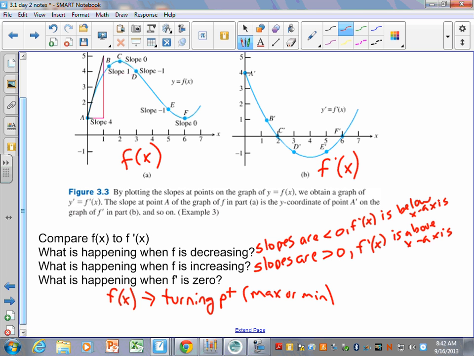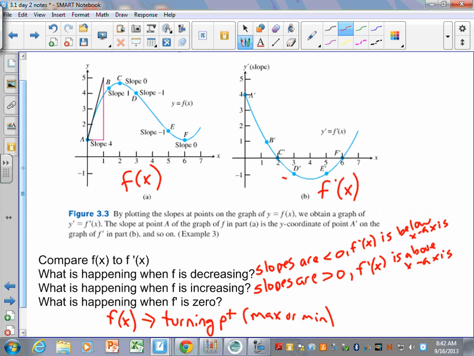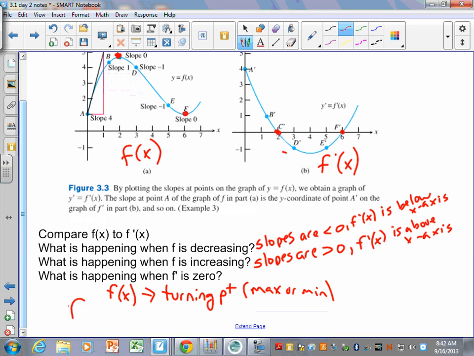What happens on this function? When the slope is 0, how does that look on my derivative function? Where are my slopes 0? At what letters? C and F. Over here. C and F. Where do those end up on my derivative graph? Yeah, those are zeros of the function, or x-intercepts. So we could say on f prime of x, if the slope is 0, it's a 0, right? Like if you're just graphing the slopes. So I'm going to put a 0, which is the same as saying an x-intercept.